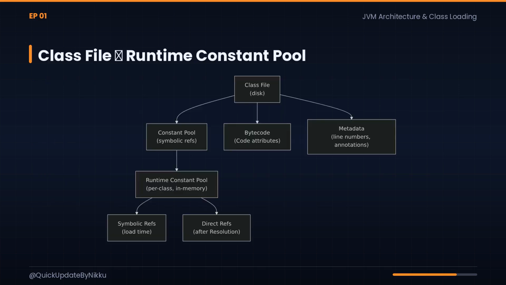The constant pool in the class file is a static, on-disk structure containing symbolic names. When the JVM loads the class, it creates a corresponding runtime constant pool in heap memory. Initially, that pool holds the same symbolic references, strings like com.example.PaymentService. During the resolution phase, those symbolic references are replaced by direct references, actual memory pointers and method table indices the JVM can act on without any further lookup. This two-stage design is what lets Java resolve class dependencies dynamically at runtime rather than statically at compile time.